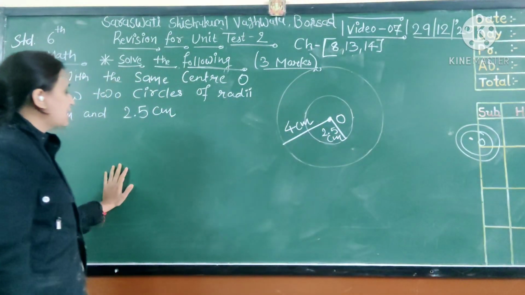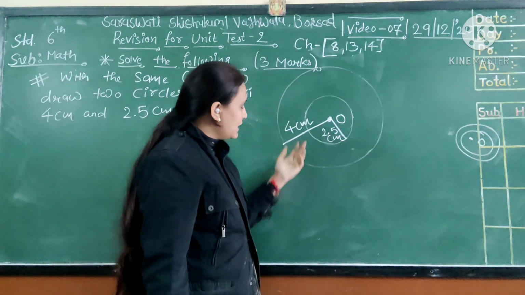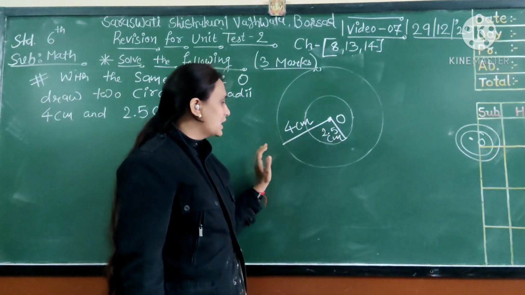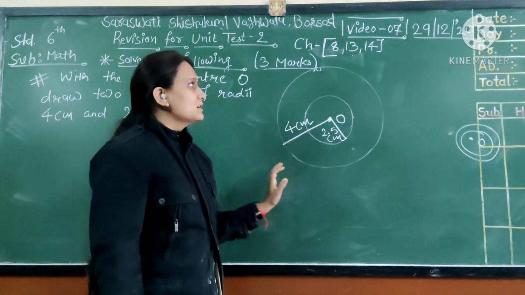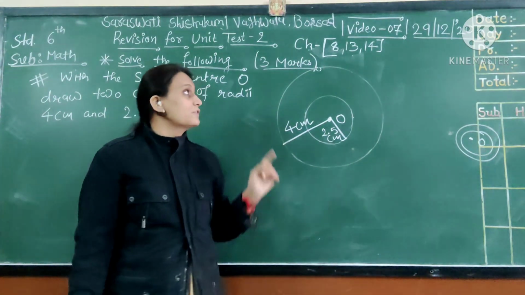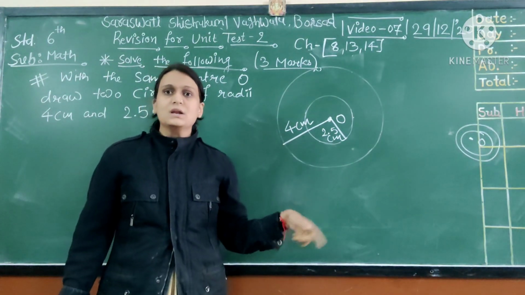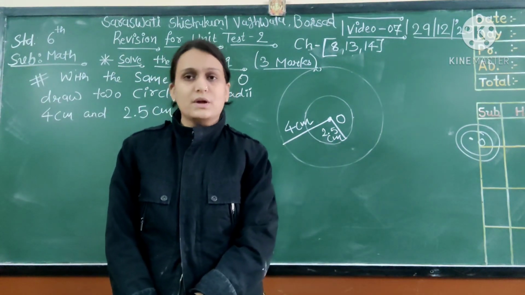So here we have constructed first a smaller circle with 2.5 centimeter. And then with the same center we have constructed the bigger circle with 4 centimeter. Okay. So in this 7th video we have learned different 3 marks questions from chapter numbers 8, 13 and 14. In our next video we will learn 3 marks questions as well as 1 mark questions.